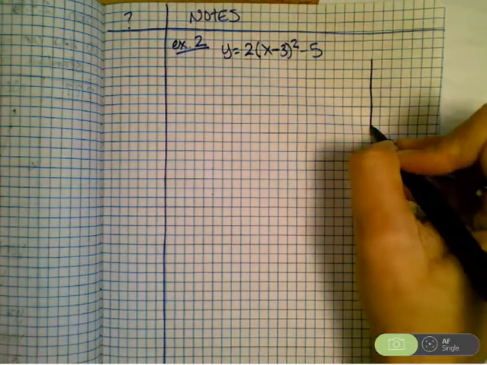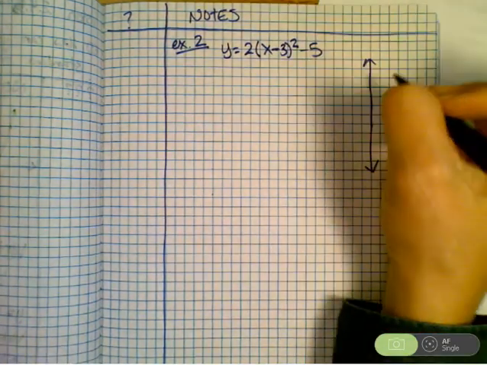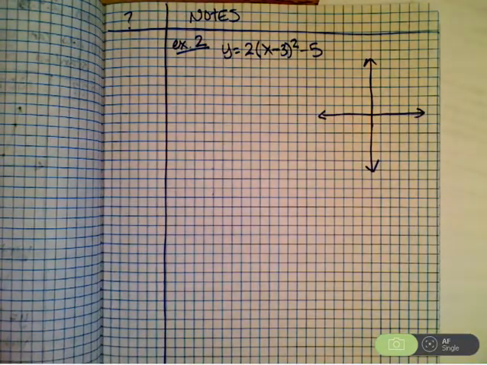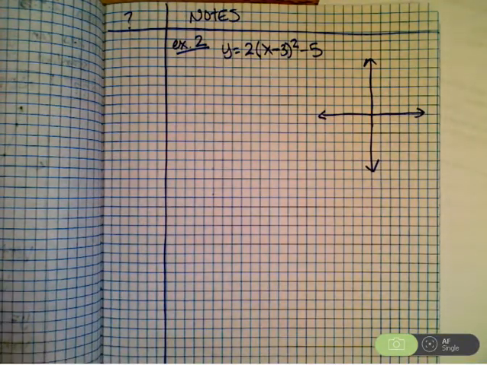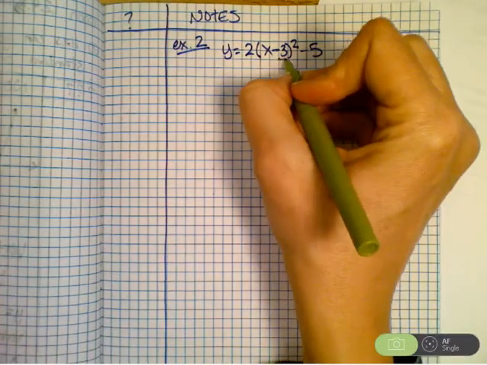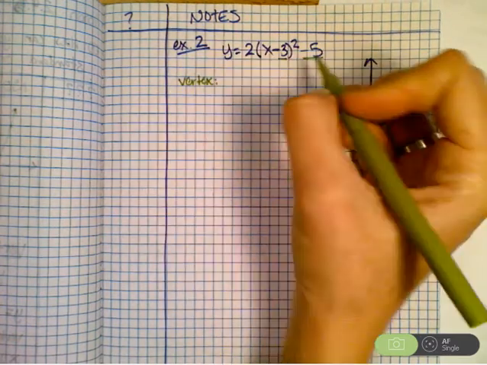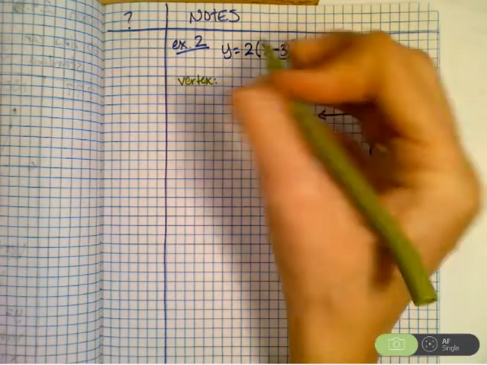So again, I'm going to need a graph over here. I need to find my vertex. The vertex, remember, comes from this number and this number. So the vertex for this one would be 3 and -5.